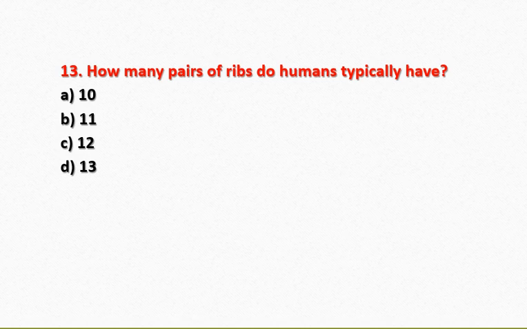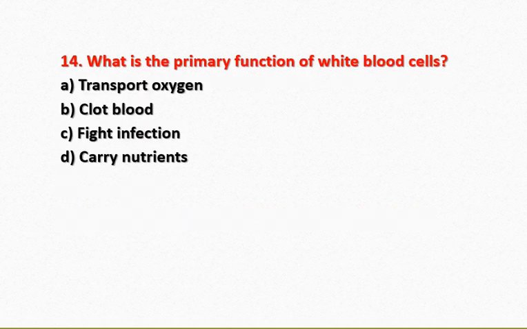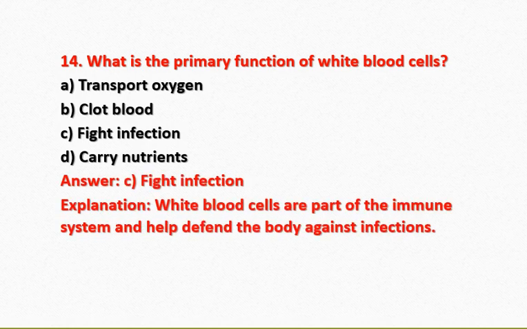How many pairs of ribs do humans typically have? Correct answer is option C, 12. What is the primary function of white blood cell? Correct answer is option C, fight infection.